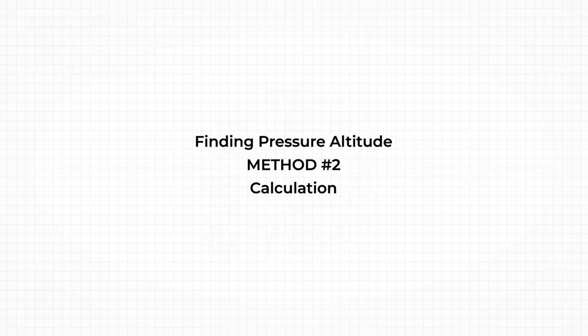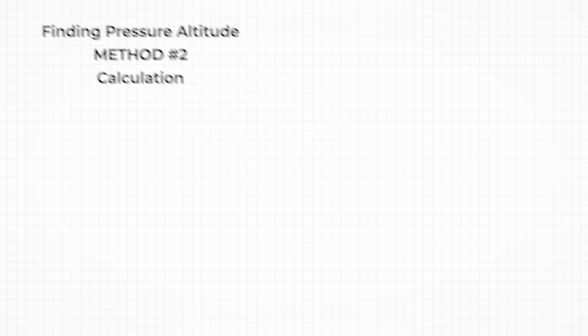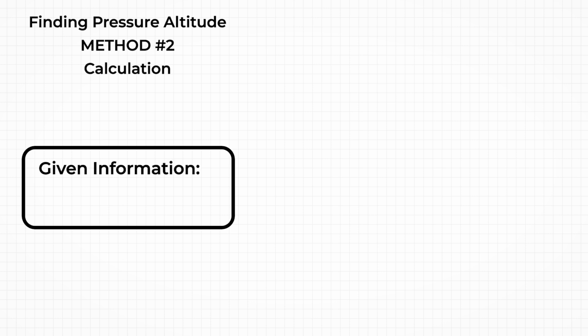The other method is to calculate it. So in this situation, let's imagine we don't have an actual altimeter in front of us. We are calculating this before getting into the aircraft. The information we'll start out with is the current altimeter setting and our airport elevation.